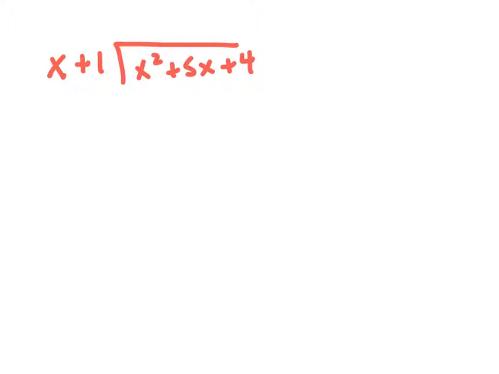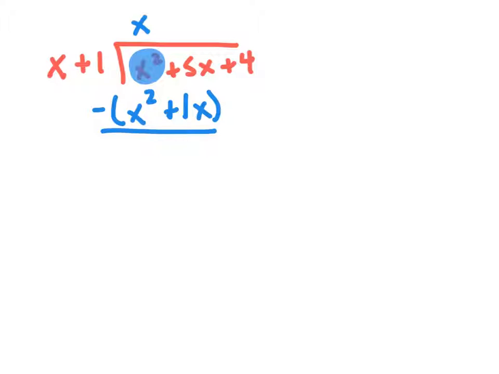Alright, now this is a little more different than the last one, but let's take a look at how it's going to work. We want to know how many times our guy is going to go into x squared. So I'm going to say it goes x times, because x times x gives us x squared. So let's put that in. X times x is x squared, and then x times 1 is another x. So we get 1x. Now, again, we subtract these guys.